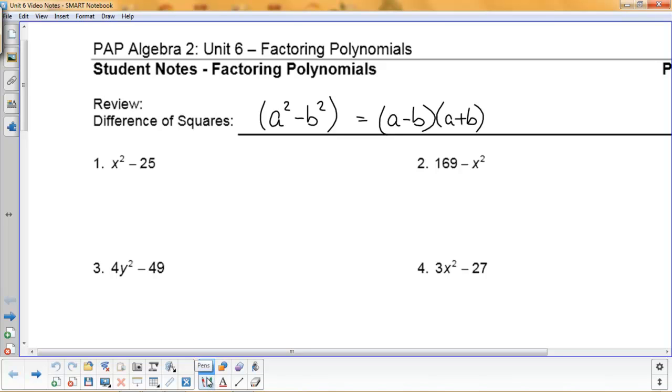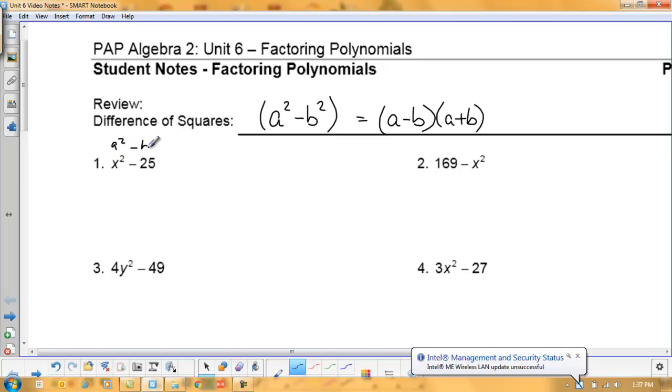All right, so first of all, we're going to start by identifying a squared minus b squared. So that means it's going to be a plus b, or a minus b, a plus b, so that's x minus 5, x plus 5.